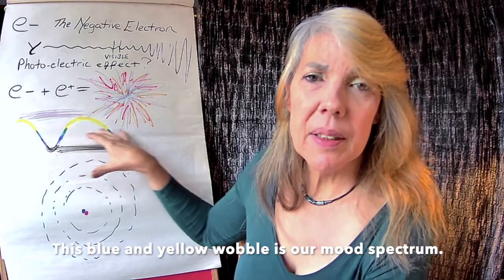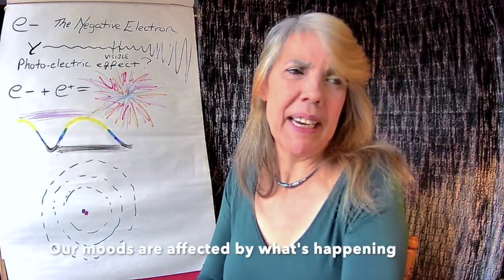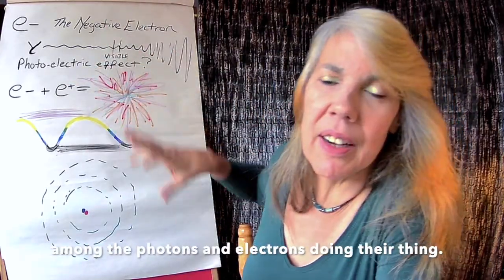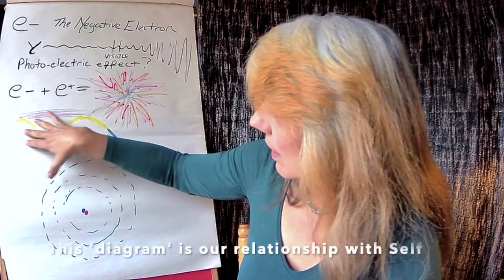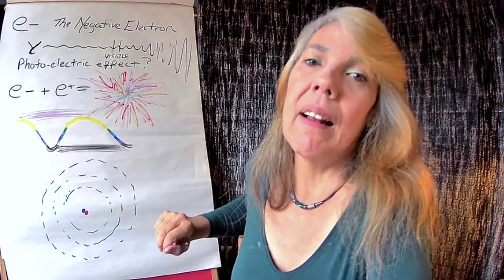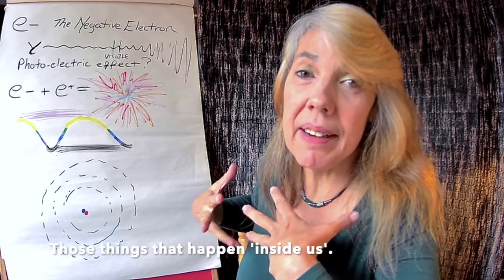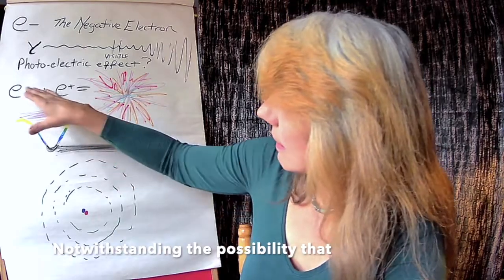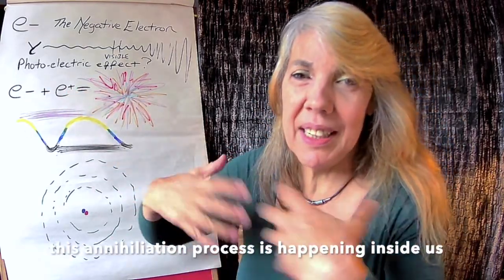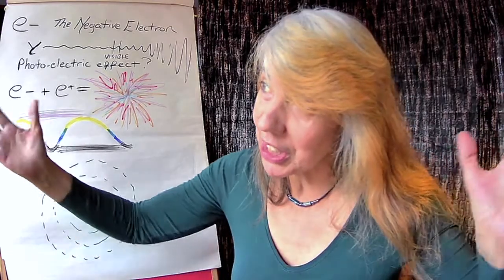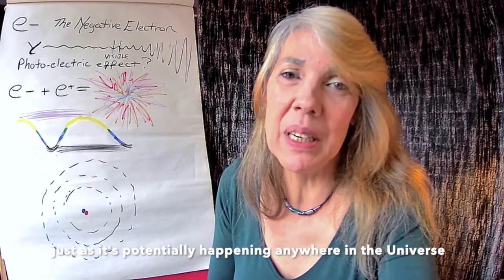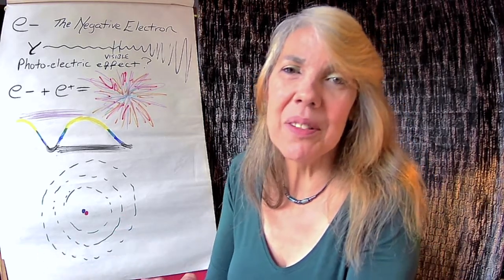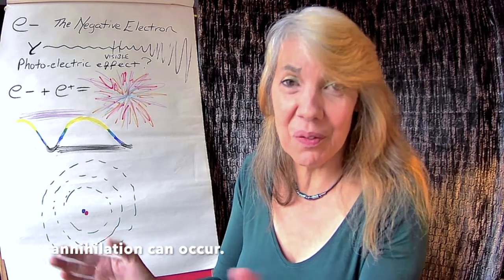This is our mood spectrum. Okay? So there's our interaction with photons and electrons and what's happening there. This is our relationship with ourselves, essentially, what happens inside us. Notwithstanding the possibility that this annihilation process is happening inside us, just as it is potentially happening anywhere in the universe that we live in at any given time. Doesn't seem to be any restriction on where annihilation can occur. It's just a force of nature.